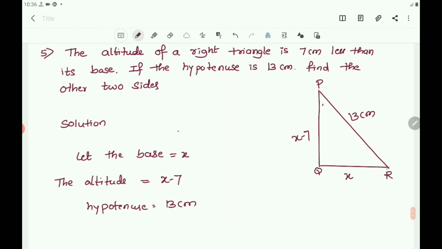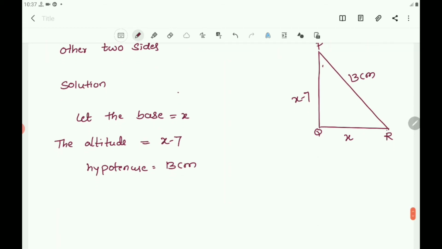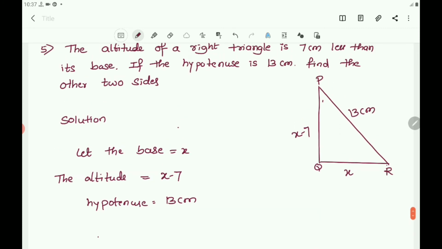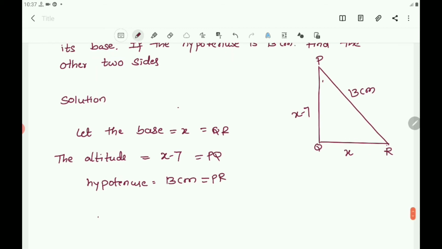Now you take the right angle triangle. Here, which is the base? Base is QR, not PQ. Base is QR, altitude is PQ, and hypotenuse is PR.